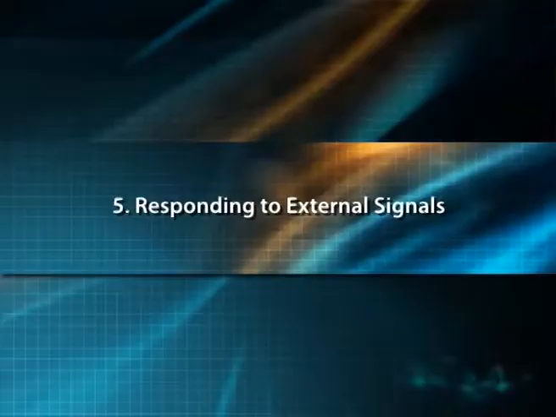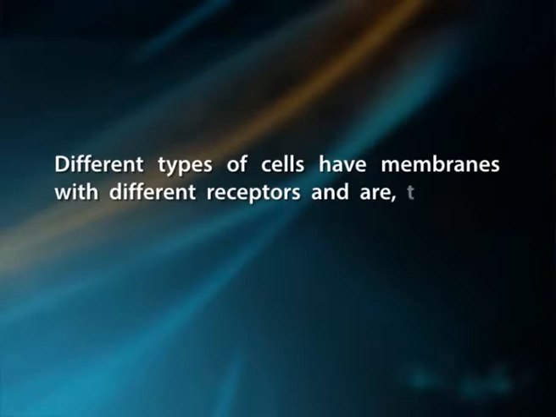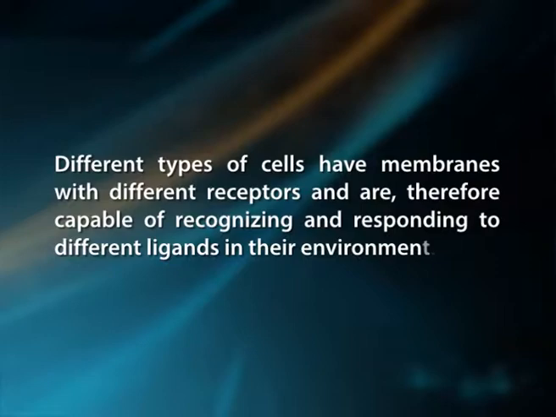Responding to external signals. The plasma membrane plays a critical role in the response of a cell to external stimuli, a process known as signal transduction. Membranes possess receptors that combine with specific molecules or ligands having a complementary structure. Different types of cells have membranes with different receptors and are therefore capable of recognizing and responding to different ligands in their environment. The interaction of a plasma membrane receptor with an external ligand may cause the membrane to generate a signal that stimulates or inhibits internal activities.